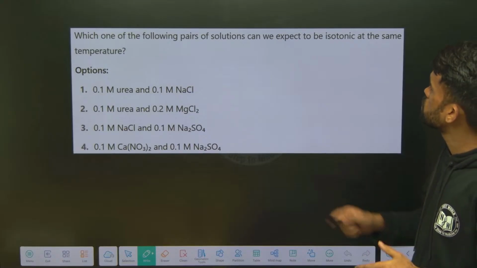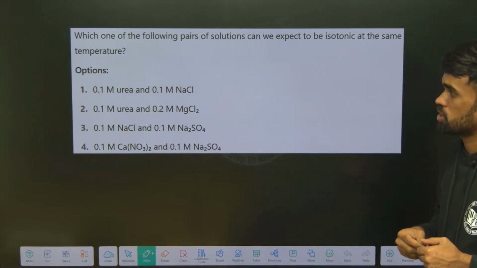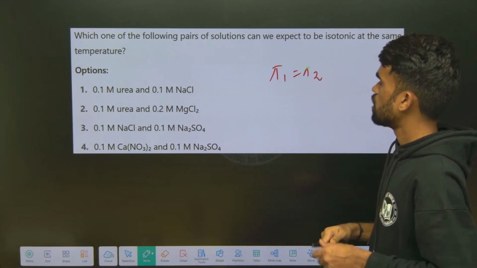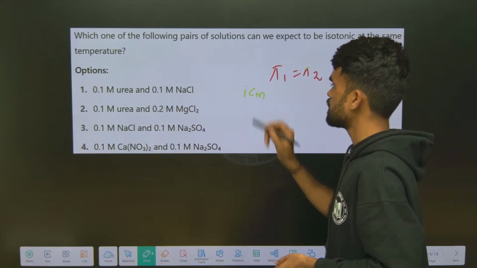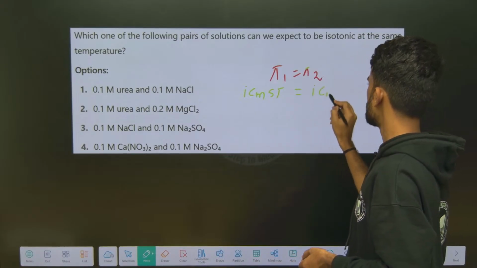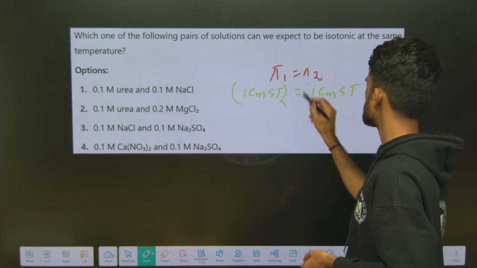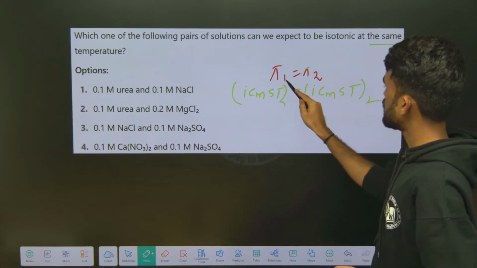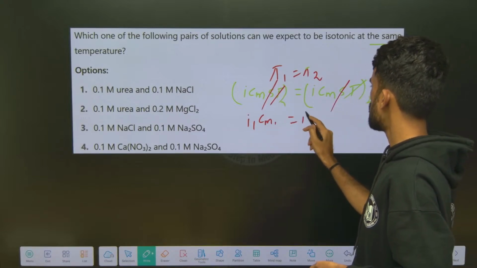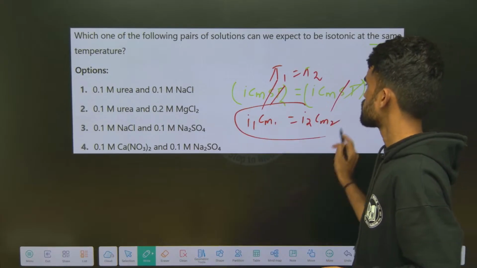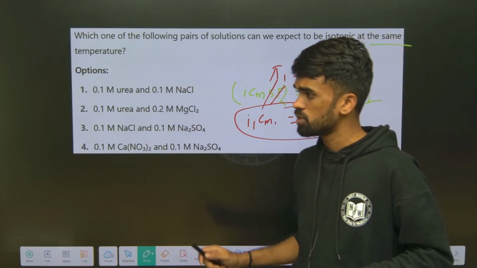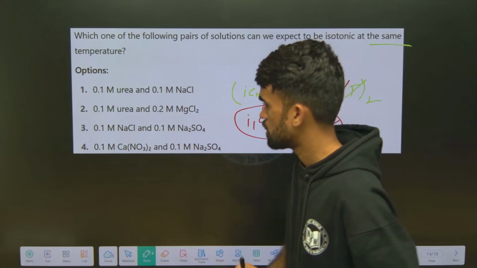Which of the following solutions can we expect to be isotonic at the same temperature? What you need to do is take pi 1 equals pi 2. So it should again be considered as i C S T, i C for the first solution and second solution, i C for the second solution. This is for the first, this is for the second. At the same temperature, temperature is removed, and the constant S is also removed. So i1 C1 equals i2 C2. Just use this, you will get the answer. I have tried the same question in the previous session also. You can try this, if not you can watch the previous session.